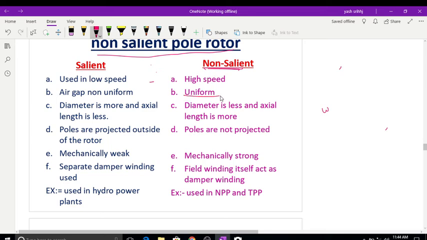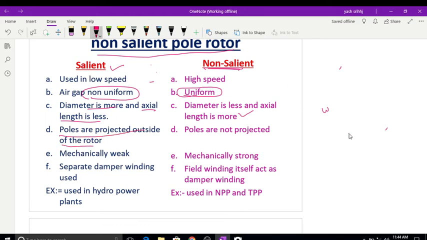Uniform air gap is present in the non-salient pole, and non-uniform air gap is present in the salient pole. And diameter is more, axial length is less, as I discussed. Here it is the opposite, and poles are projected outside of the rotor. You can see here, this is pole, and this is pole, and this is pole. So this is actually rotor, and this is pole.